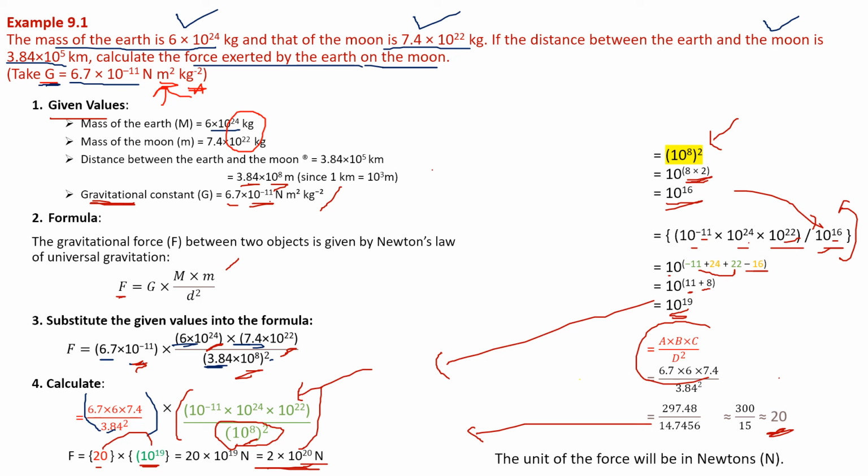Always remember the unit. Unit is a very important thing in physics. So what is the unit of force? It is newtons. This is how we solved the problem. What is the solution? What is the force of attraction between Earth and the Moon? The force of attraction is equal to 2 into 10 to the power of 20 newtons.